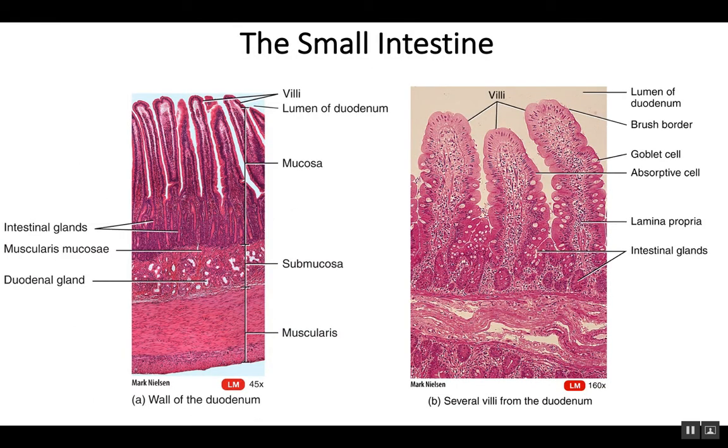This is a real micrograph showing the villi, as well as the fact that there's a number of goblet cells. So these almost clear looking cells lying along the epithelium in between the absorptive cells. Absorptive cells are the names of the cells that do most of the absorption along the small intestine. These goblet cells are secreting mucus.